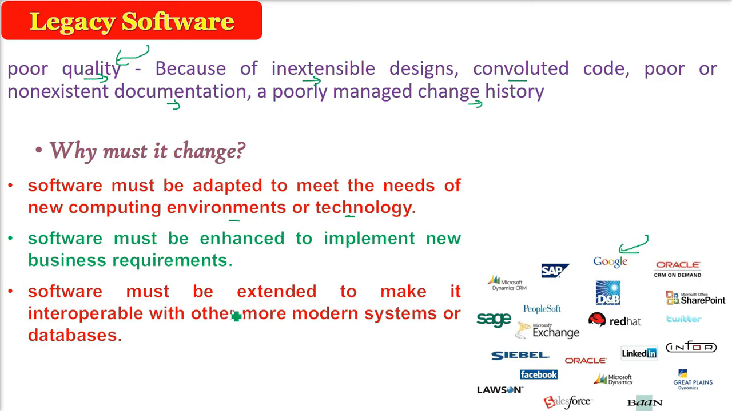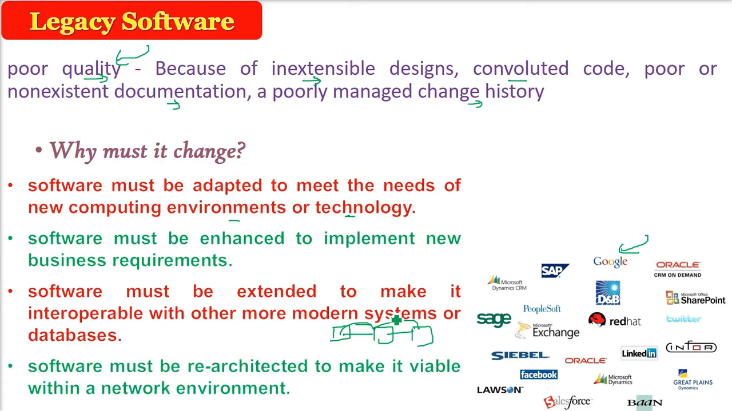It has to be added with certain interoperability, because there are modern systems. Databases are changing. Previously it was Oracle, now we are working on MongoDB. So the software needs change. And software may be re-architected. The framework has to be changed, because previously it was a single system, and now the network environment is there. Most things are working on or available in the network environment. So I hope you got the idea. Why must it change?